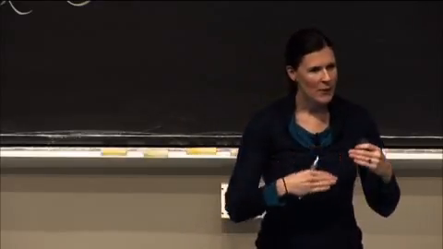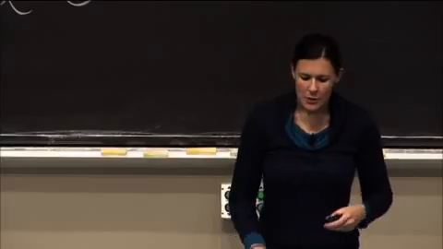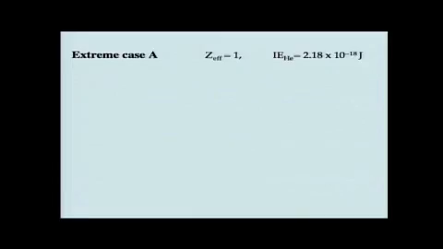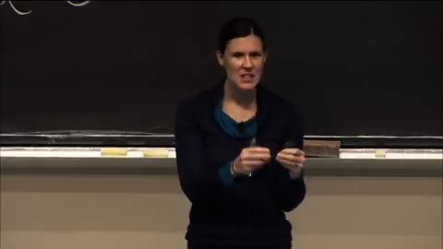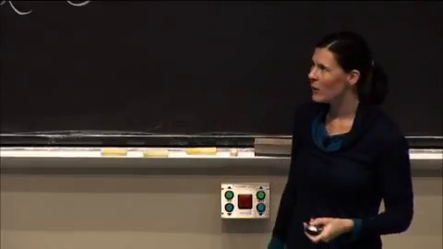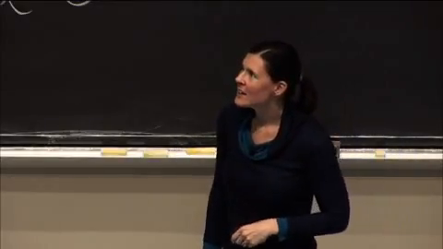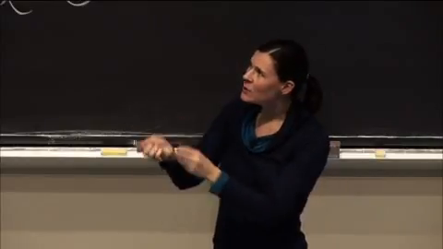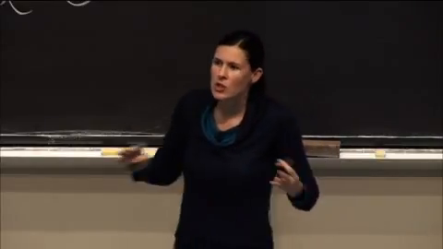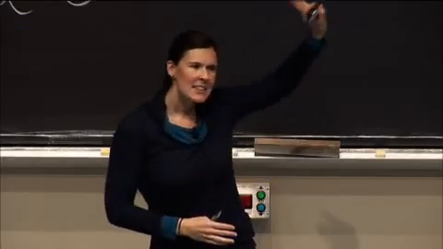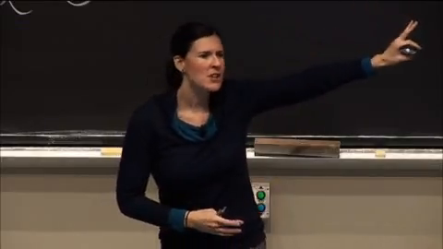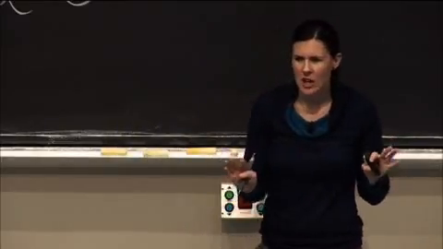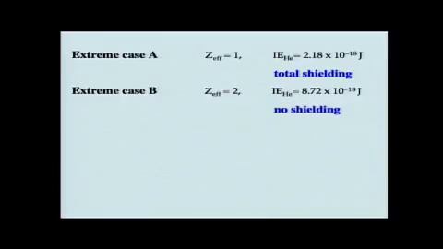So let's compare what we've just seen as our two extremes. In extreme case A, we saw that Z effective was 1. This is what we call total shielding. The electron completely canceled out its equivalent of charge from the nucleus, such that we only saw a Z effective of 1. In extreme case B, we had a Z effective of 2, so essentially what we had was no shielding at all. We said that that second electron was so far out of the picture that it had absolutely no effect on what the charge was felt by that first electron.